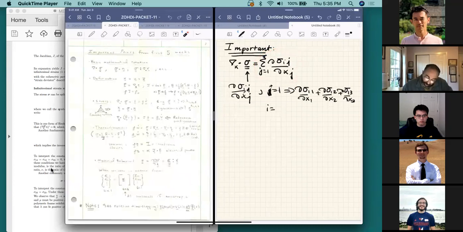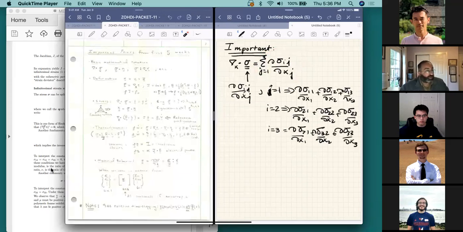When i is equal to 2, this is the partial of sigma 2,1 with respect to x1 plus the partial of sigma 2,2 with respect to x2 plus the partial of sigma 2,3 with respect to x3. Then i equals 3 is the partial of sigma 3,1 with respect to x1 plus the partial of sigma 3,2 with respect to x2 plus the partial of sigma 3,3 with respect to x3. The main message here is there are 3 partial differential equations hiding inside of divergence of sigma.